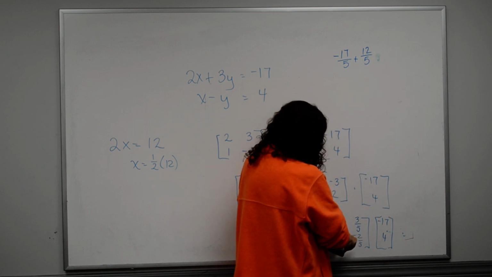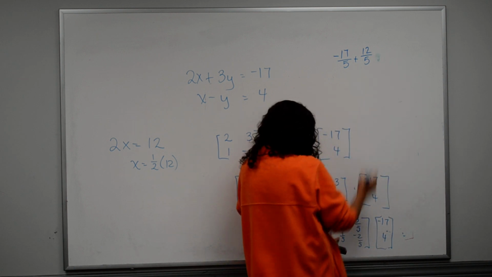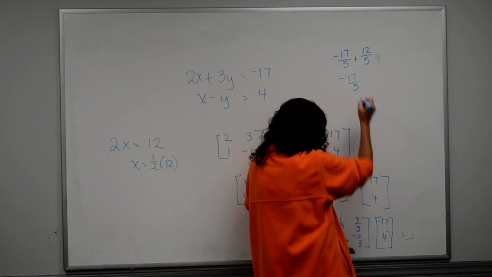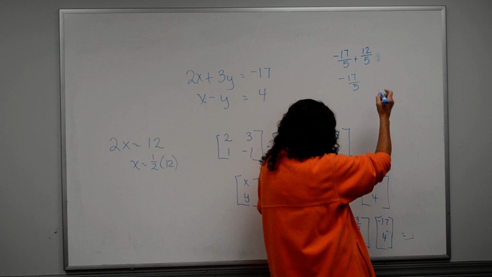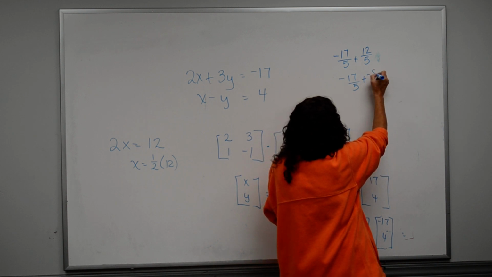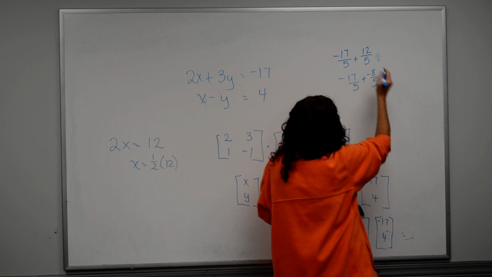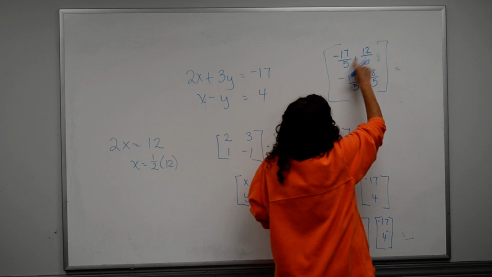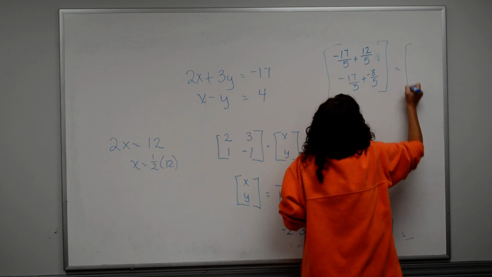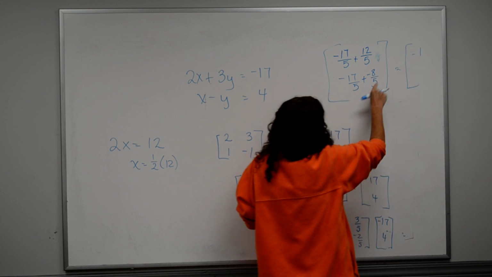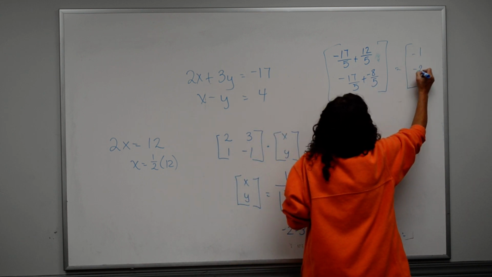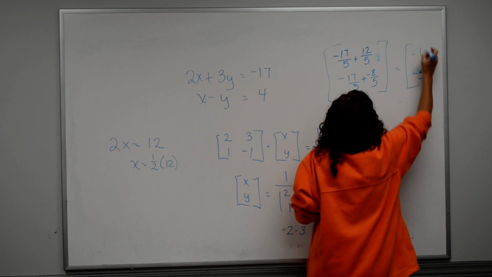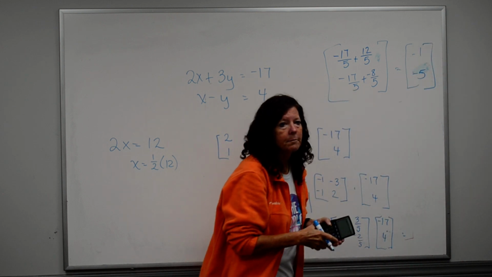Then I'm going to do the next one, okay? I'm going to have 1/5, so that's going to be another 17 over 5. And then I'm going to do that, which is going to give me negative 8 over 5. Okay, now that's going to be my answer right there. So when I do that, I have a negative 5 over 5, which is negative 1. And I have a negative 25 over 5, which is going to give me a negative 5. Guess what? That's the x and the y.